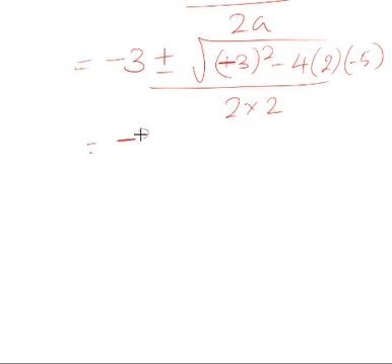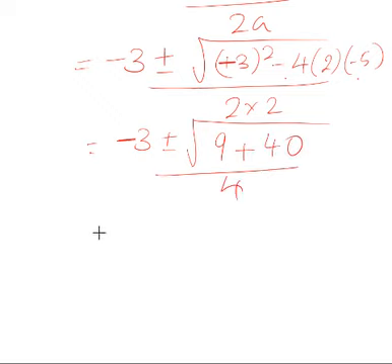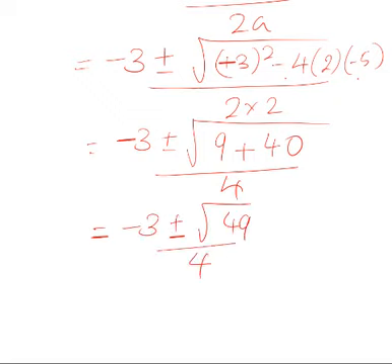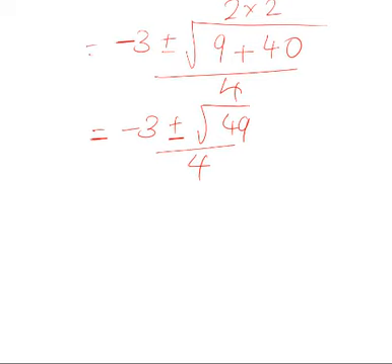negative 3 plus or minus root 3 square is 9. Then negative into negative turns into positive. So positive 8 into 5, 40, divided by 4. So this is equal to negative 3 plus or minus root 49 over 4. So that is equal to, root 49 is 7. So this becomes negative 3 plus or minus 7 over 4.